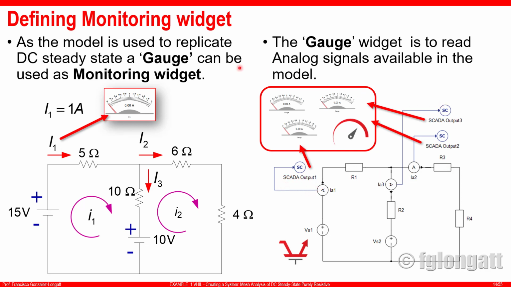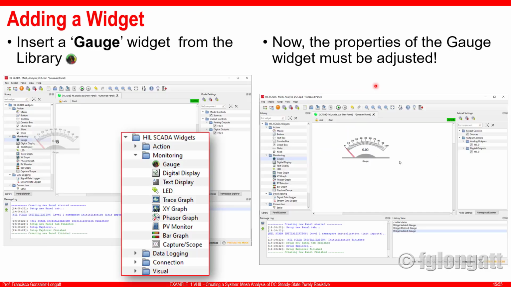And now those signals can be used inside the SCADA, the HIL SCADA, in order to show you the results. Well, let's do the following. Now we need to install some indicators. In this case, we will use the gauge. And what we need to do is click here, drag and drop, and this indicator will appear in your panel.